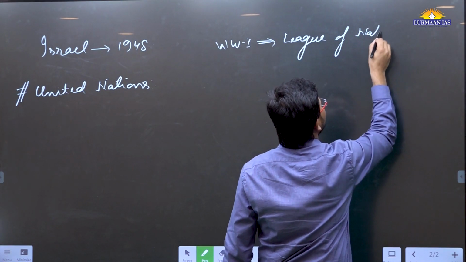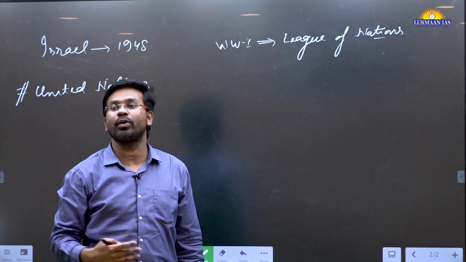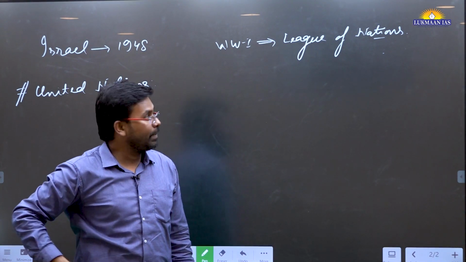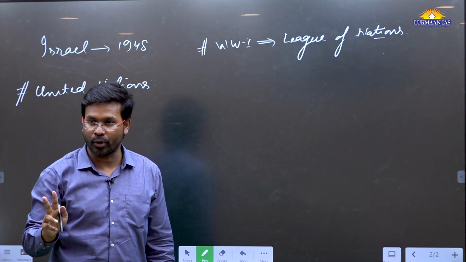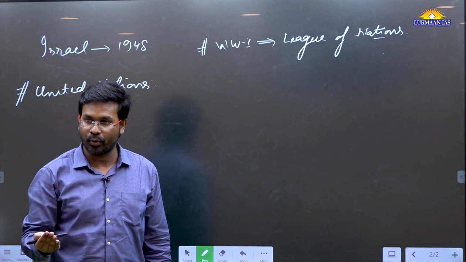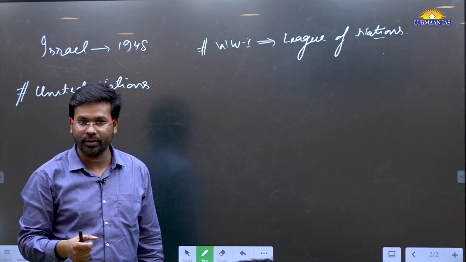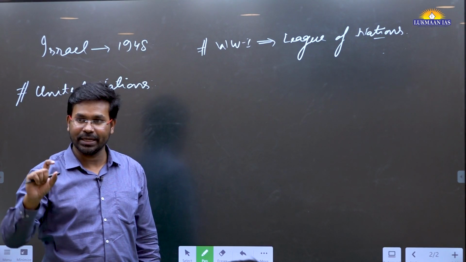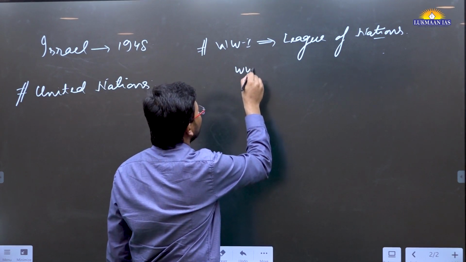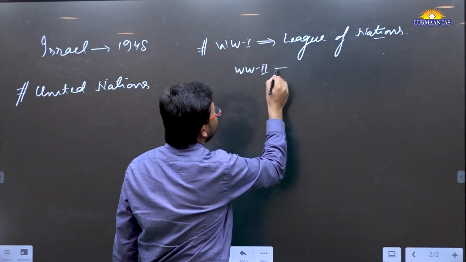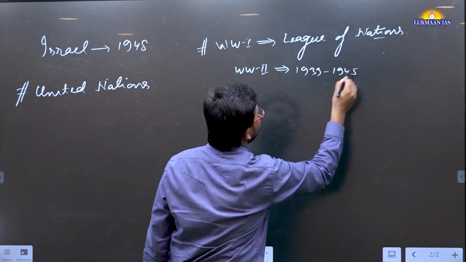The role of the League of Nations was to stop any Second World War from happening. But the League of Nations failed to stop the Second World War, and the world saw another World War. That Second World War started in 1939, right? It was 1939 to 1945.